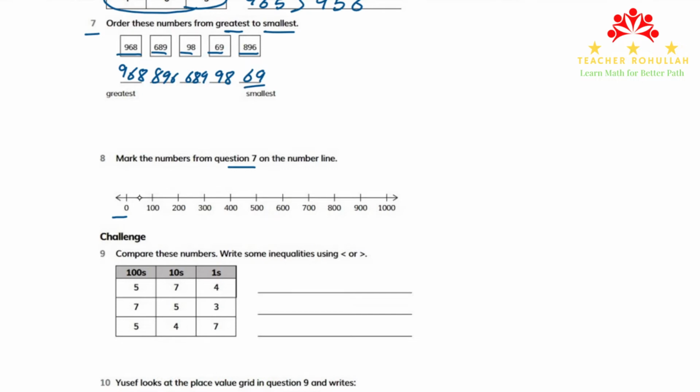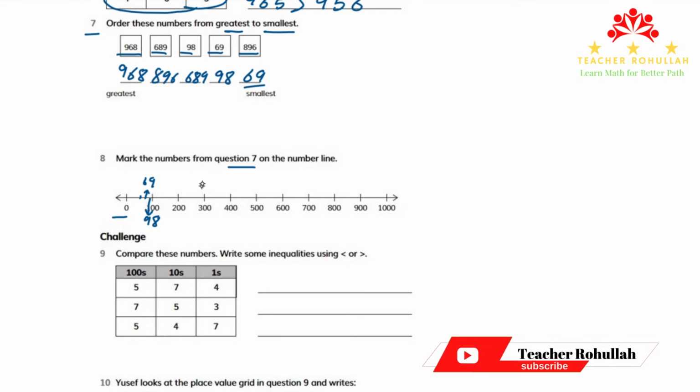So the number halfway between 0 and 100 is 50. And 69 is somewhere around here. The second number is 98. 98 is very close to 100, so it can be in this place. 98 is almost 100.